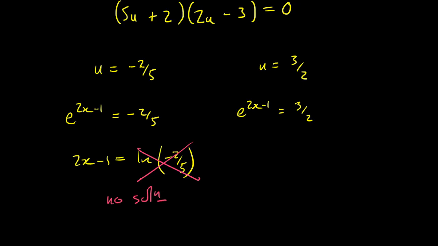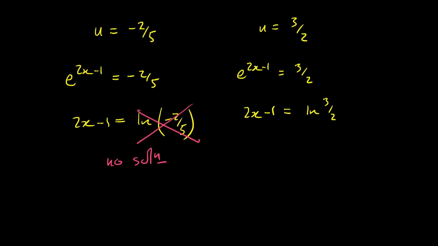But what about over on the right-hand side? Well, if I was to natural log that, I would get 2x minus 1 is equal to the natural log of 3 upon 2. And so then if I rearrange, I just add 1 to both sides. So 2x is equal to 1 plus ln 3 upon 2. And I just divide both sides by 2. So I get a half plus a half ln 3 upon 2.